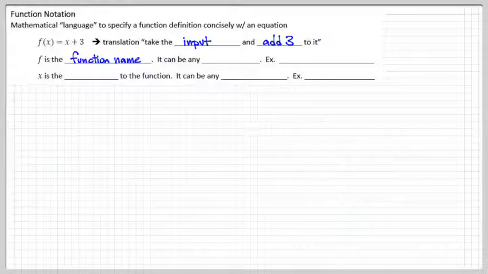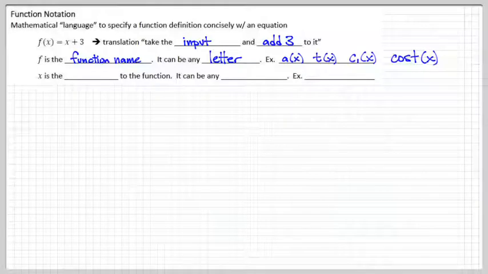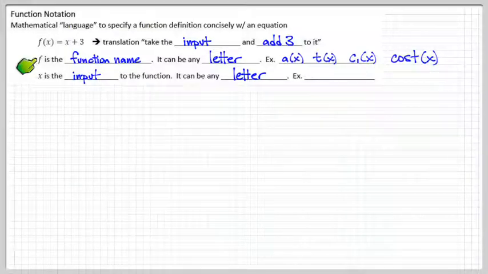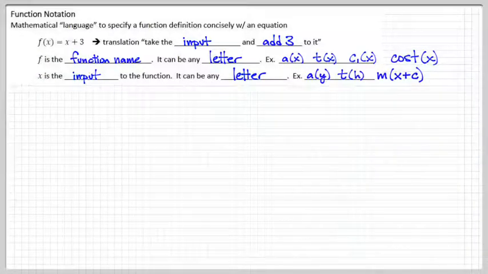So f is the function name, and it can be any letter, it can be a, it can be t, it could even be a combination of letters. It could be a name like cost. So I have a cost function. Or maybe I have c sub 1. So maybe I have many c functions, and then I have c sub 1. X in this case is the designated variable that we're using for the input, but it doesn't have to be x, it can be any letter. It can be y, it can be h for hours, and the input actually can be a mess of an expression.